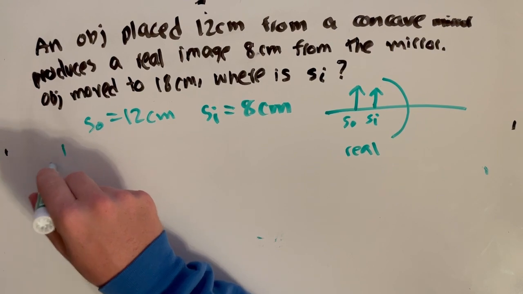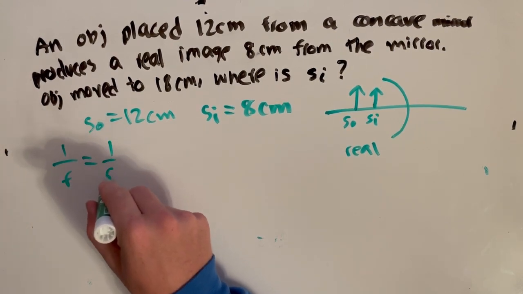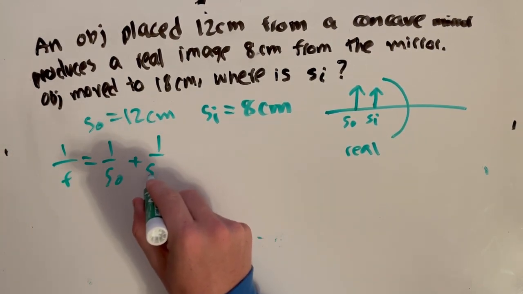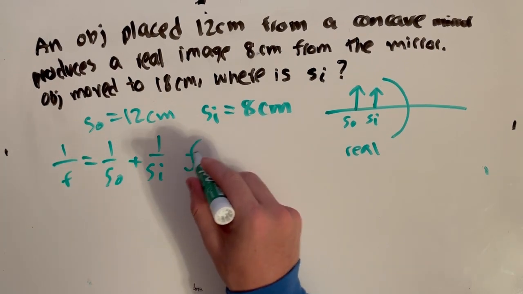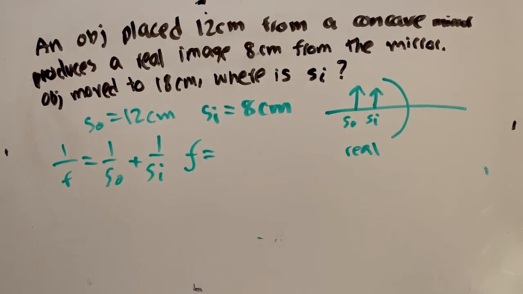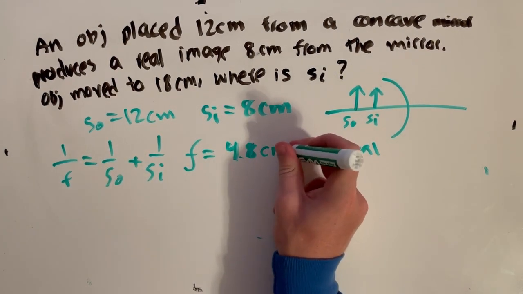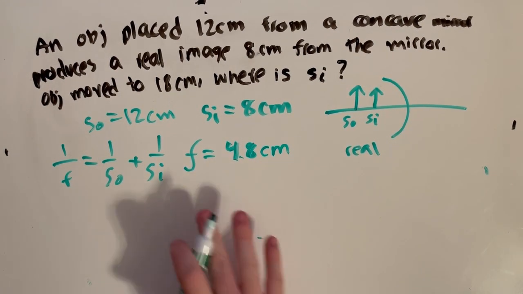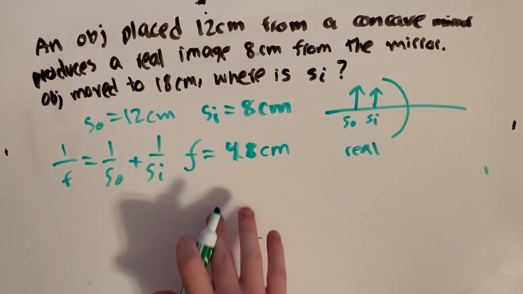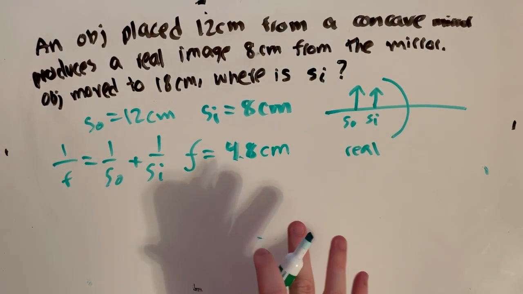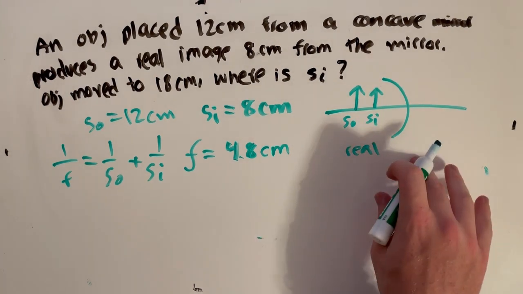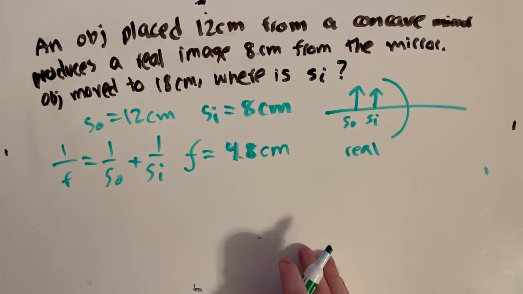So we can use our mirror's equation to solve for our focal length, which would be 4.8 centimeters. Now that we solved for the focal length of this mirror, the focal length is the same for each mirror, so it doesn't depend on where the object is.